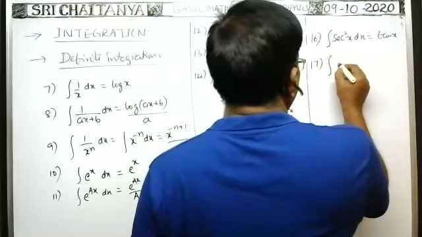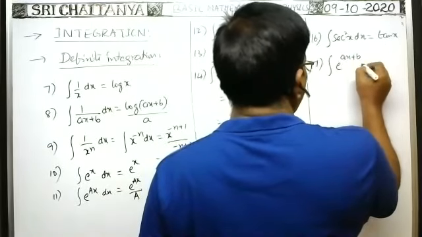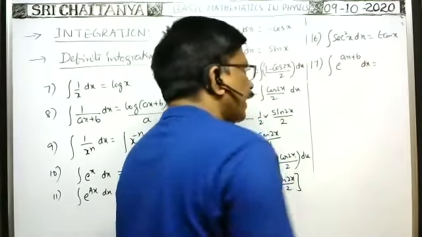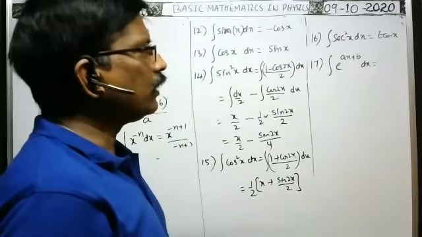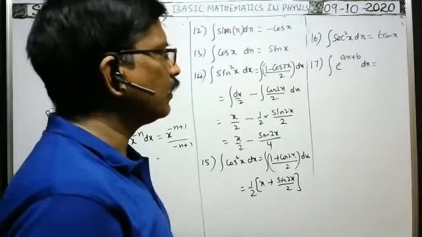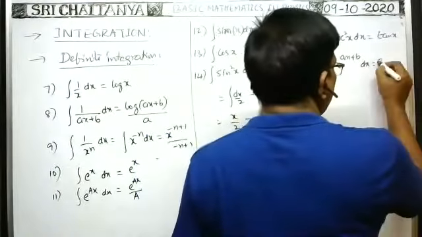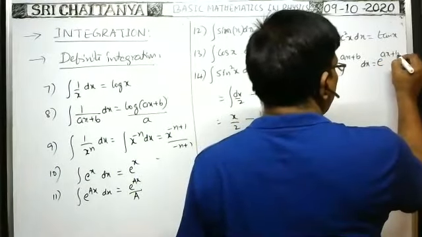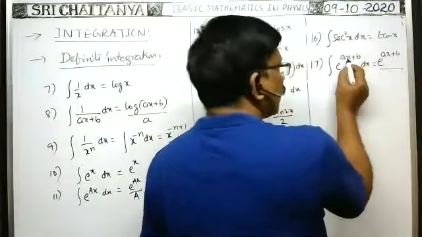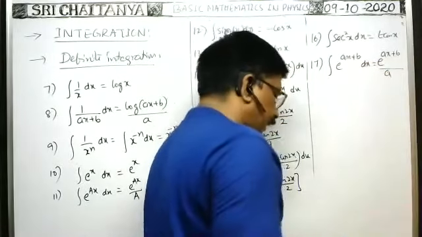Suppose we are having integral e to the power of ax plus b into dx. Whenever we are integrating the exponential function, first we have to write the exponential function as it is, e to the power of ax plus b. But we have to divide it by the coefficient of x, that is a. So we have to divide it by a.